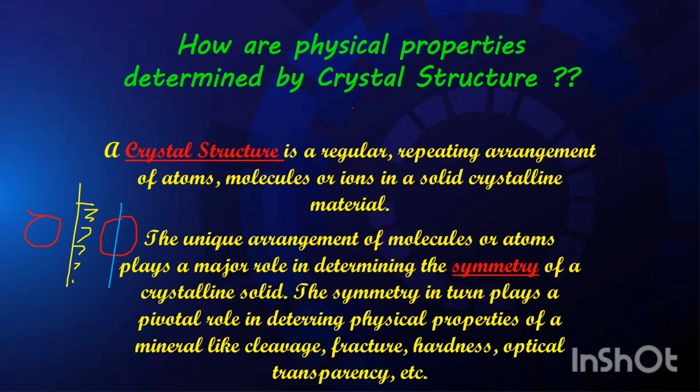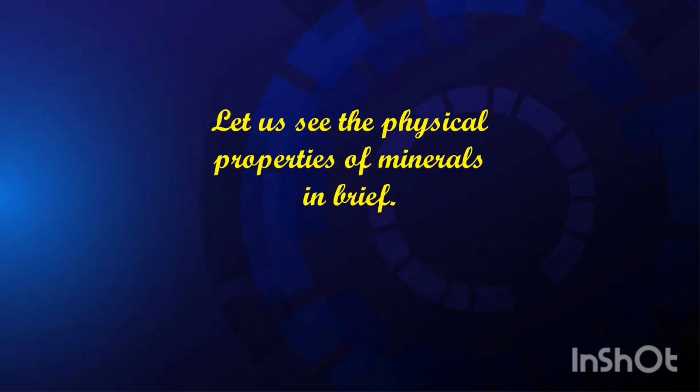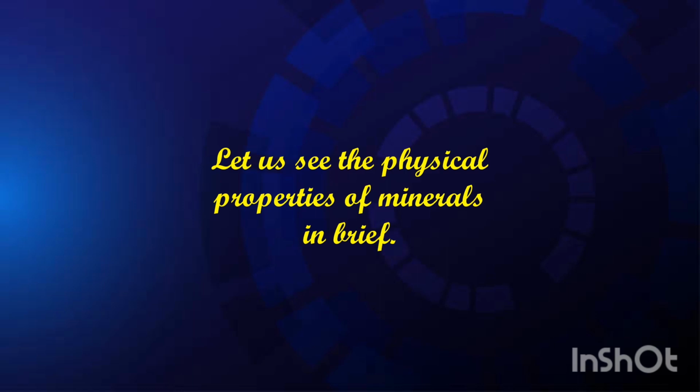So when we have symmetry, we get the physical properties of minerals, because symmetry is a very important thing that determines the physical properties of minerals. It will determine the shape, the structure, the hardness. Symmetry determines hardness, symmetry determines the optical transparency, etc. So this is how a crystal structure indirectly determines all the physical properties of minerals. Not only minerals, but all chemical crystalline compounds. So we saw how crystal structure determines the physical and optical properties of crystalline solids.